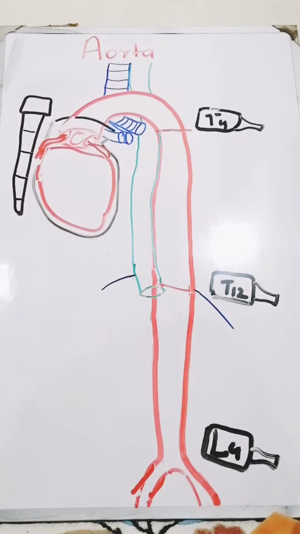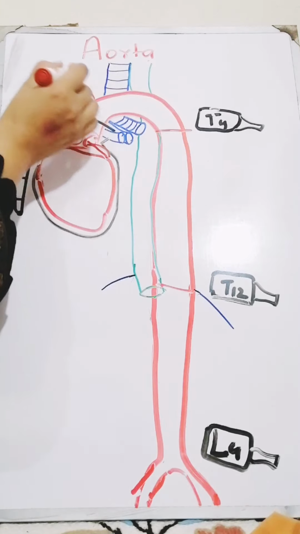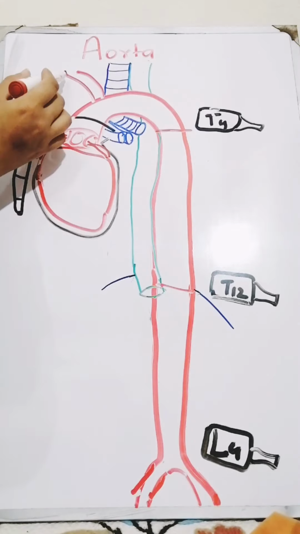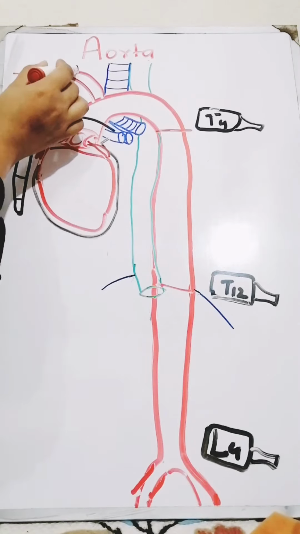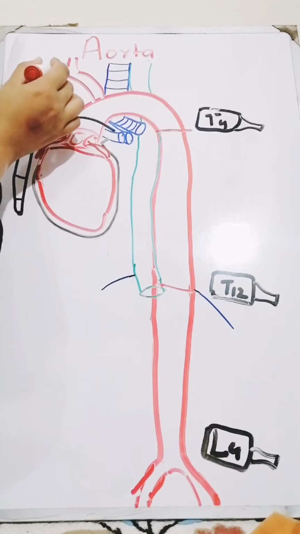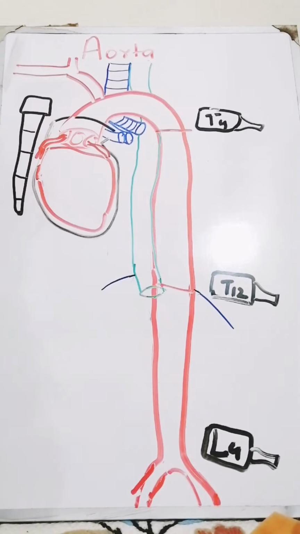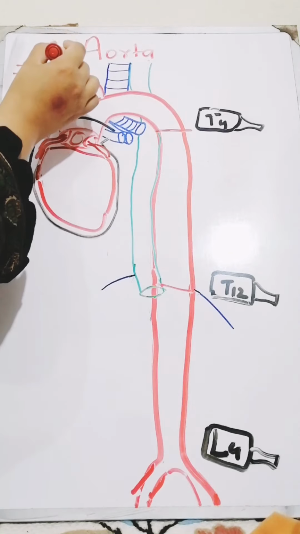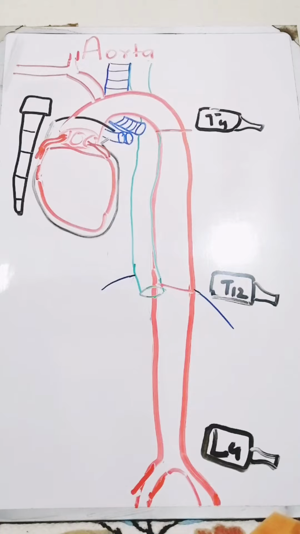Then the arch of the aorta gives the arteries which supply the upper arm and the head. We can see here it gives the brachiocephalic trunk. The brachiocephalic trunk divides into two. It gives the right common carotid artery and the right subclavian artery. The right subclavian artery goes to the arm and supplies the right arm, and the common carotid artery supplies the head and brain. So on the right side it gives the single brachiocephalic trunk.